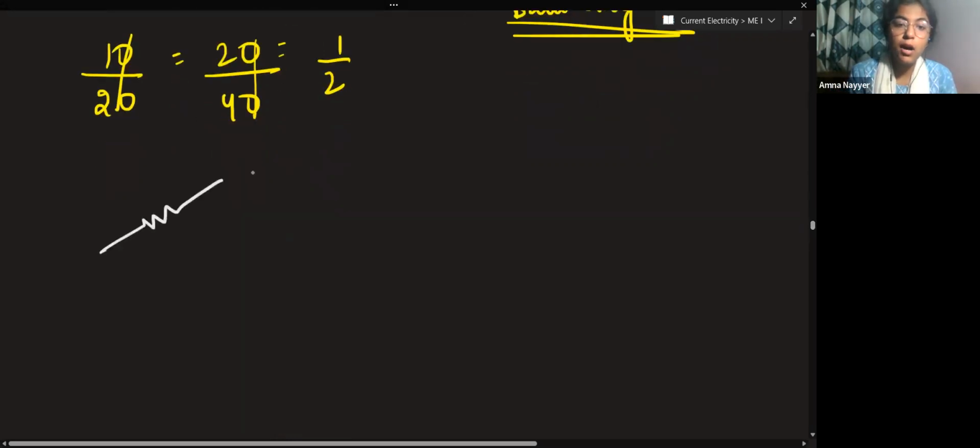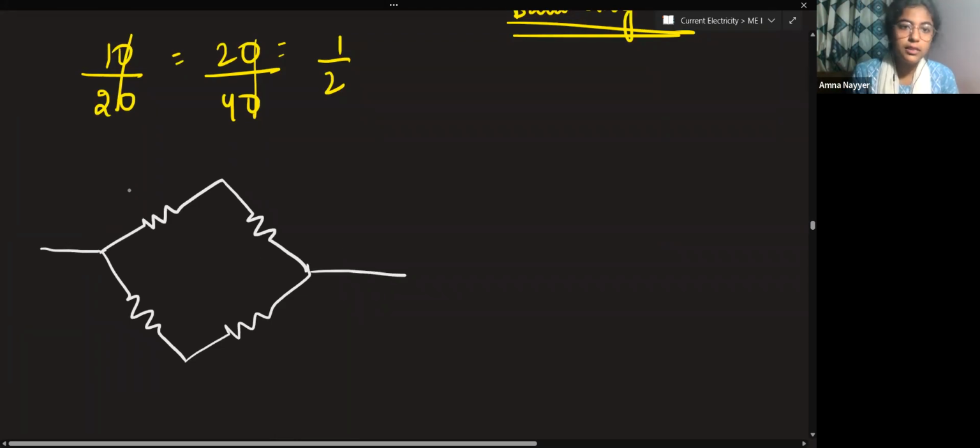So now how will the circuit look? This was a 10 ohm resistor, 20 ohm resistor. This was a 20 ohm resistor and 40 ohm resistor. And the batteries, they're connected. This is how your circuit will look now.